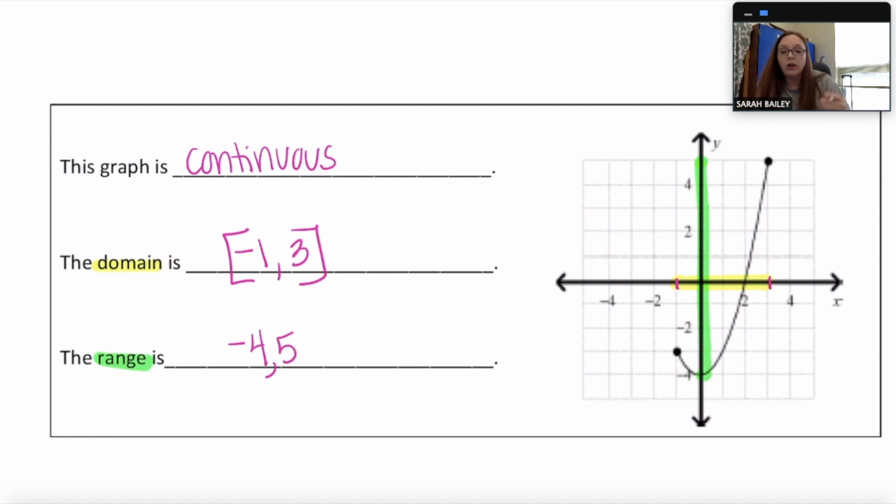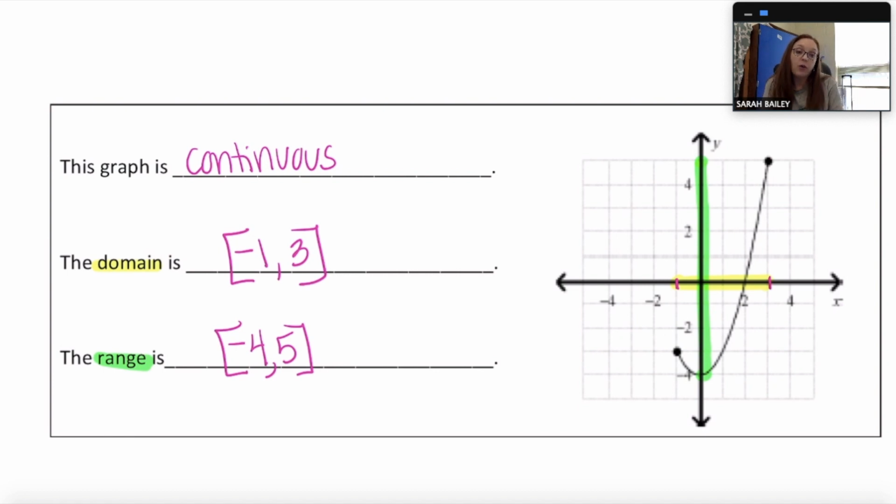Now I need to know, do I need the brackets or do I need parentheses here? So for this one, can I equal -4? Yes, so then I need a bracket at the -4. And then for this one, can I equal +5? Yes, so I'm going to need the bracket around +5. So that is interval notation, okay?